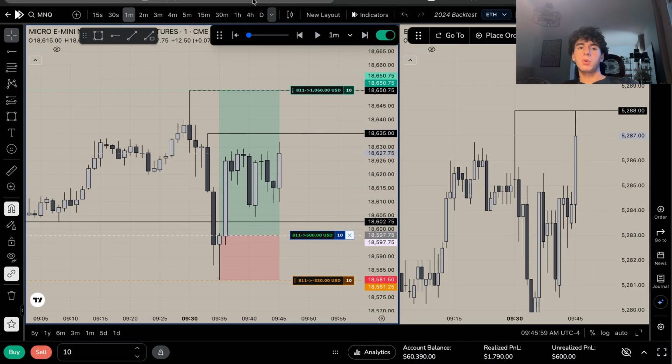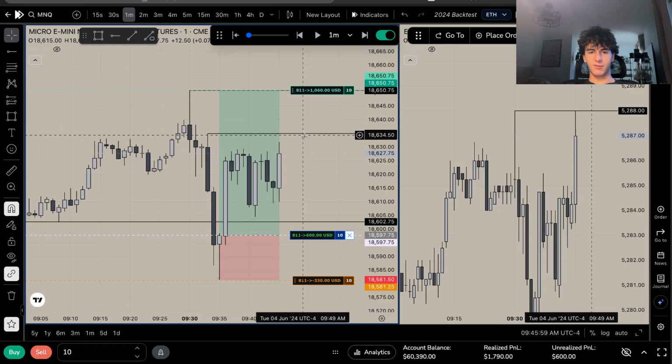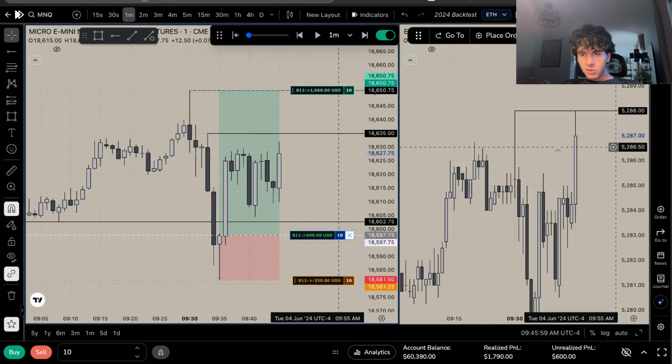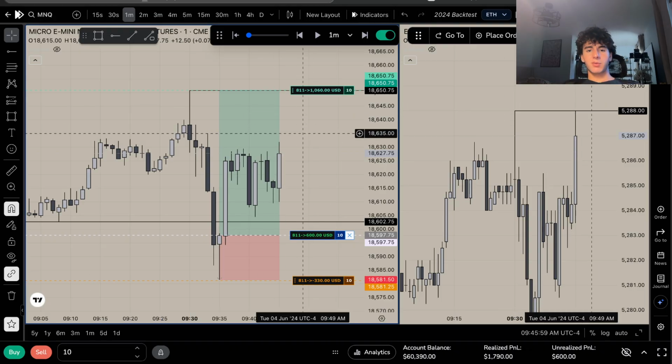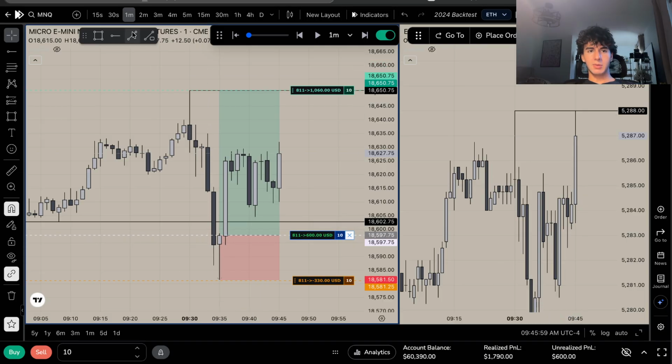So that's just one of my rules. Whenever we get an SMT at our take profit, I just close my trade, because at that point my idea is done. My trade idea is done. ES already took out the high. So at this point, all that makes sense for me is to close my trade. I mean, this played out nicely.